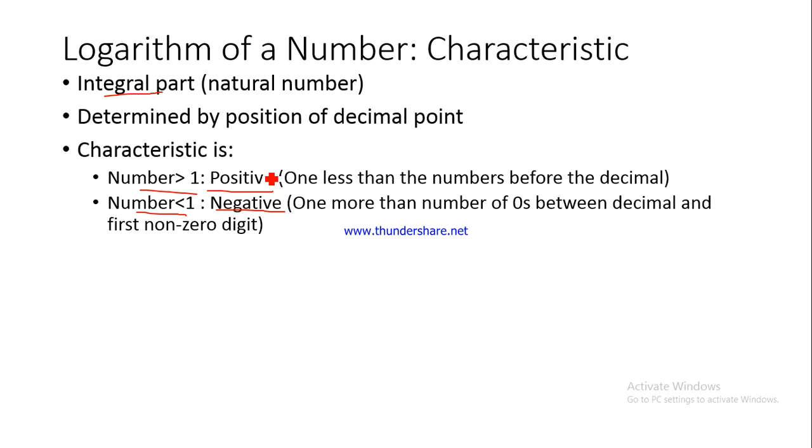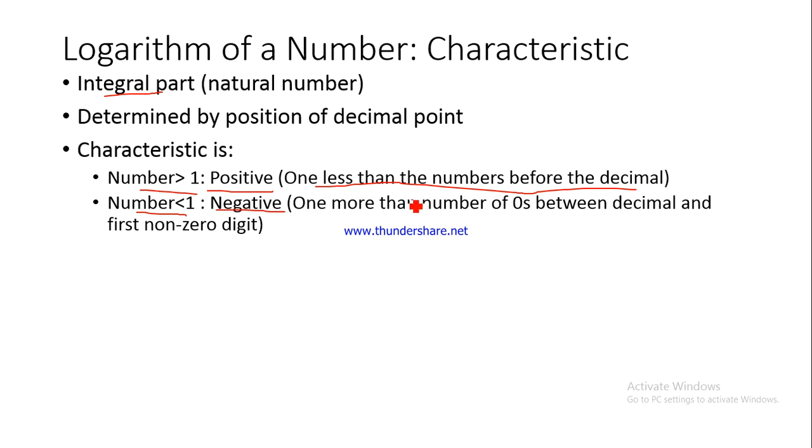And how do we find the value of the characteristic? If it is greater than 1, 1 less than the number of digits before the decimal, that is going to be the value of the characteristic. So you'll have to calculate the digits before the decimal, and then you have to deduct 1, subtract 1, and the number that you get will be the characteristic.